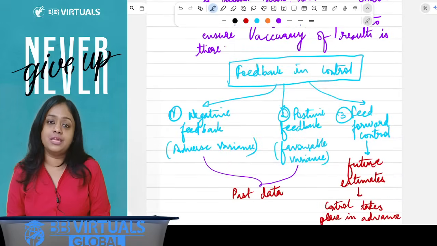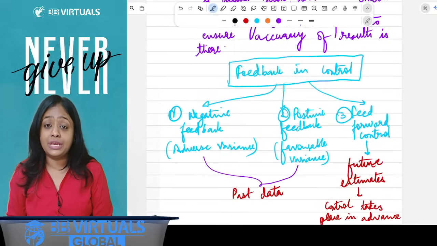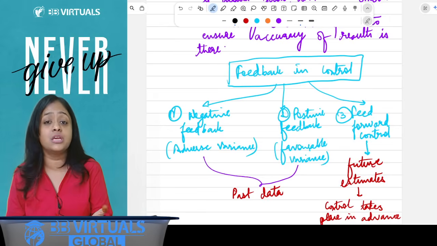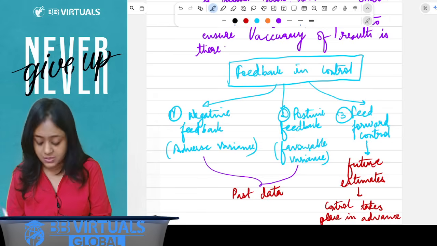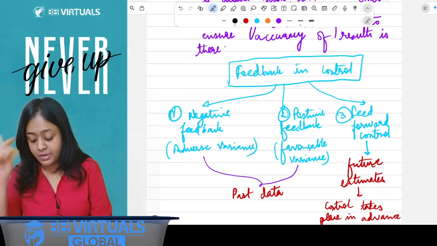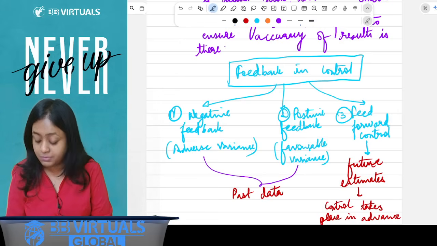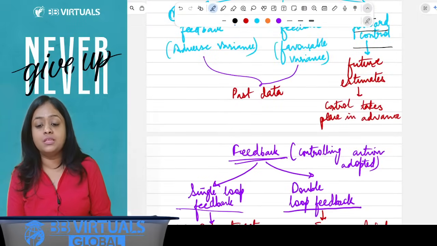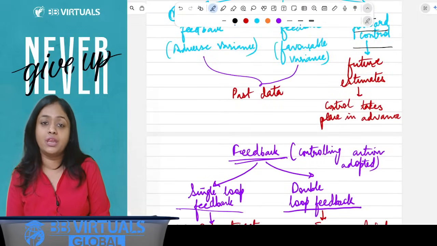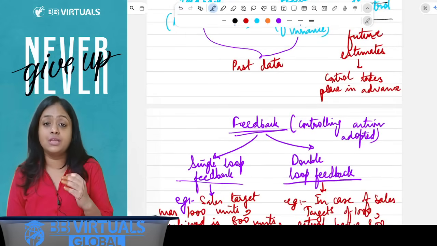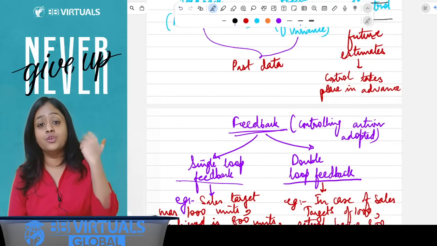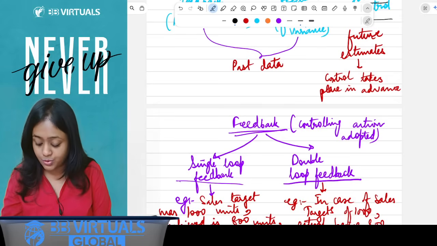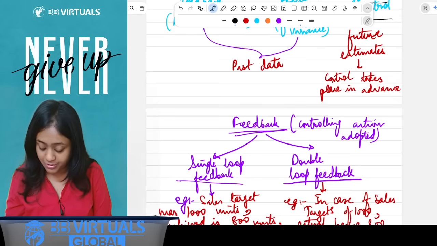Now the next point: what feedback can be obtained when we are doing this controlling action? There can be negative feedback, which is the adverse variance. There can be positive feedback, which is the favorable variance. And then there is another term that we use, feed forward control. Feed forward control is simply about future estimates, that is, what controlling action can we take for the future estimates well in advance. How can we control those future changes well in advance? That is feed forward control.